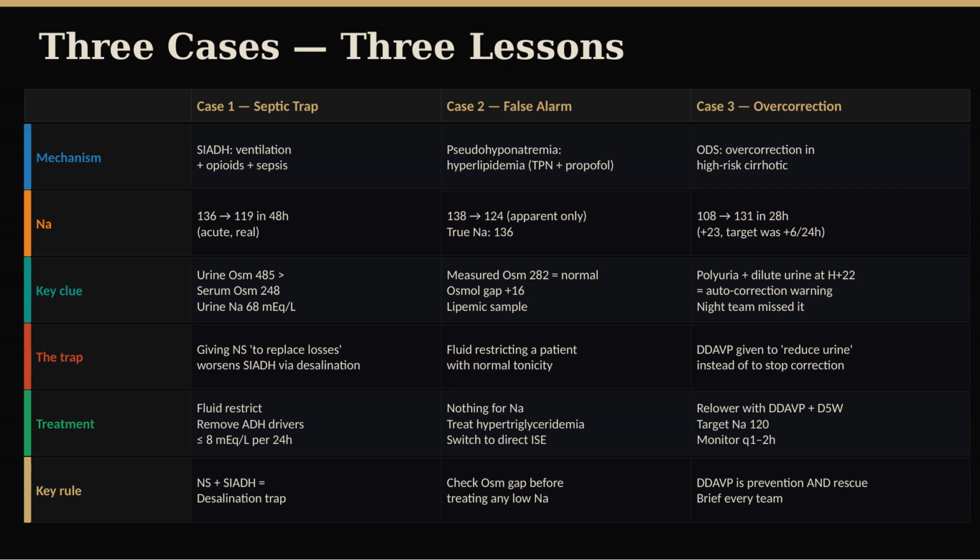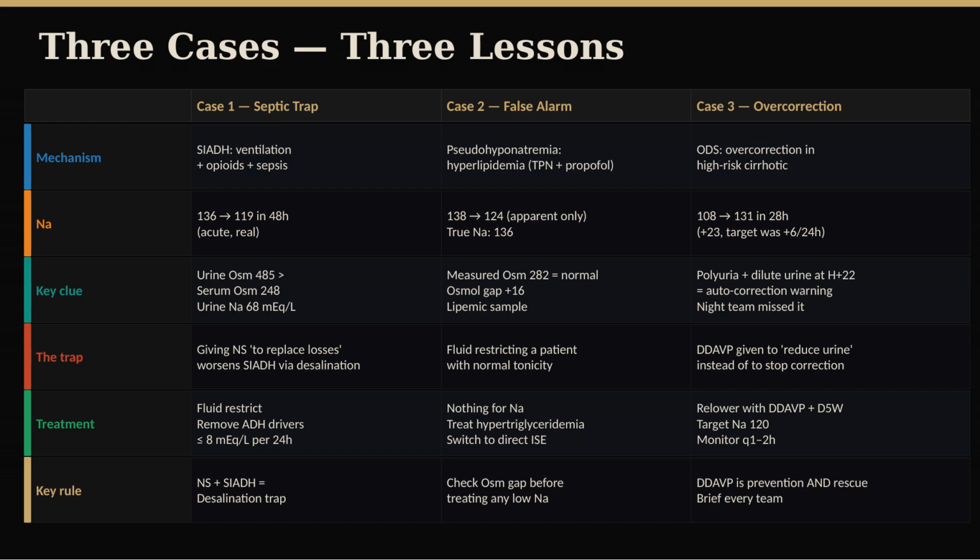Case 1, the septic trap, SIADH, from the ventilator, opioids, and sepsis. The sodium fell from 136 to 119, real and acute. The clue was urine osmolality far above serum. The trap was giving saline to replace losses, which worsens SIADH through desalination. The rule, saline plus SIADH equals the desalination trap.